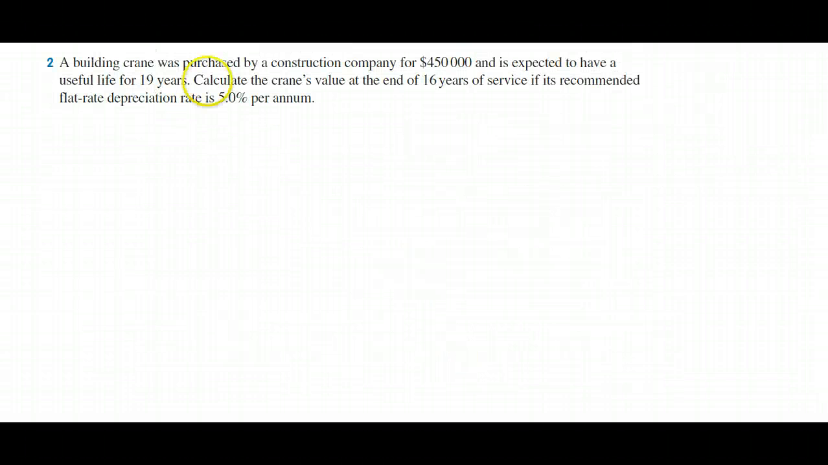Okay, in question 2 it says a building crane was purchased by a construction company for $450,000 and is expected to have a useful life of 19 years. We need to calculate the crane's value at the end of 16 years of service if its flat rate depreciation rate is 5% per annum. So this seems like a pretty straightforward problem. We just need to calculate the book value of the crane, and we know its purchase price already, and we've just got to work out its depreciation.